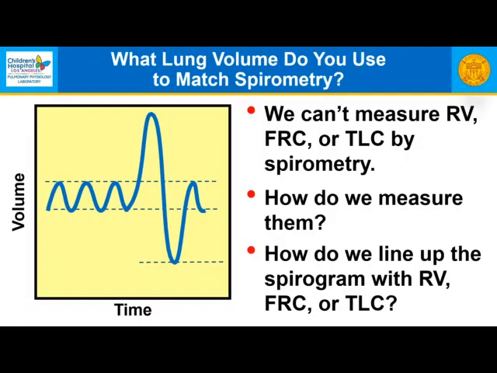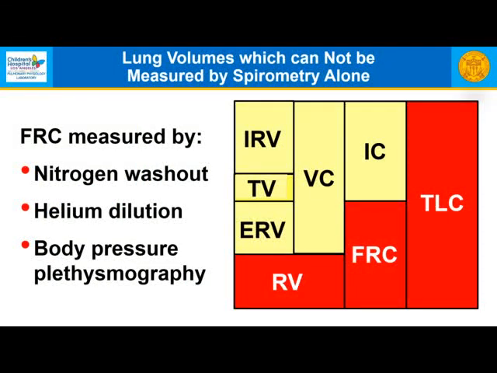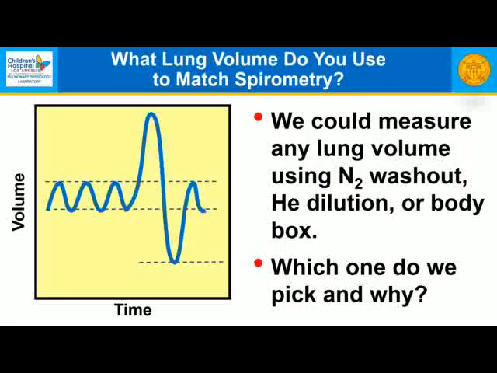Measuring FRC. Can't do this with a spirometer, right? We cannot measure residual volume, functional residual capacity, or total lung capacity by spirometry. So how do we measure them? And how do we line them up with spirometry to get our full complement of lung volumes and capacities? So basically, FRC, the most stable lung volume, can be measured by nitrogen washout, helium dilution, or body plethysmography. Now, we could measure any volume using nitrogen washout, helium dilution, or the body box. So which one do we pick and why?